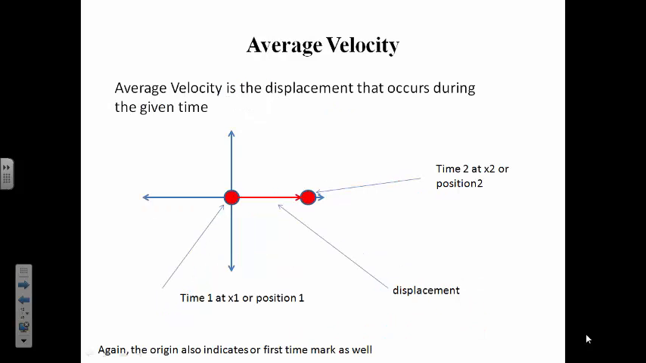Now when we want to talk about our average velocity, this is going to be our displacement. So the velocity is going to be a vector because displacement is a vector as well. And so what's going to happen is we're going to have some initial time here. When we start here, we see we have some initial time at position 1 or x1, and then we have a new time 2 at position 2 or x2. So you started at one point, this is like point 1, and you end at point 2, and it takes you some time to get from position 1 to position 2.